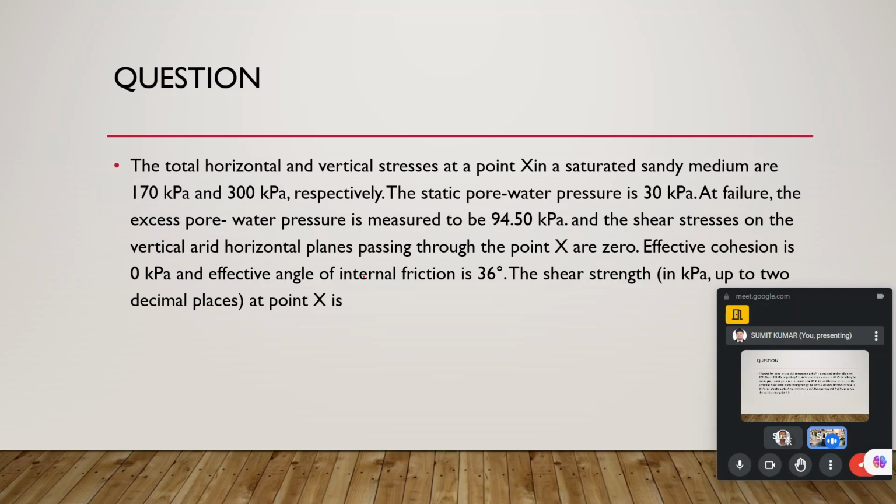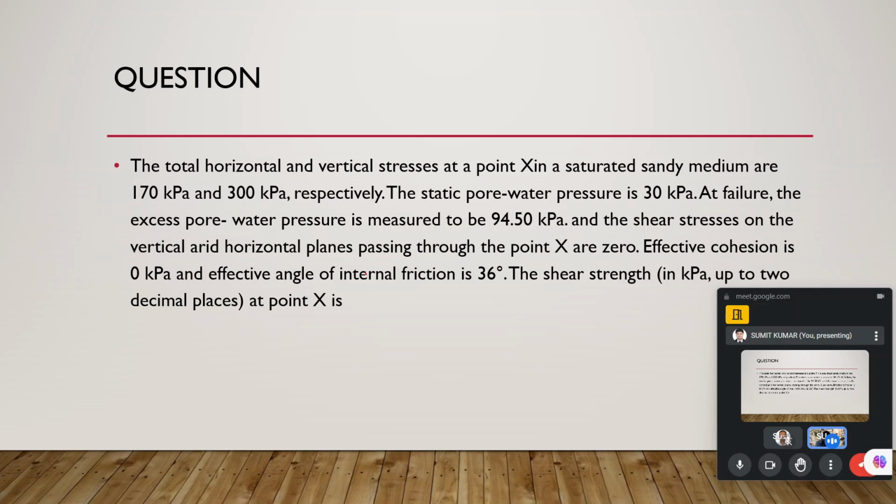So sigma 1 plus sigma 3 by 2, and again sigma 1 minus sigma 3 by 2, the interrelation to find the value of normal stress and shear stress. So those interrelations could be used over here in order to calculate the values for this problem. First of all, I read the problem, then we will go ahead with the solution.